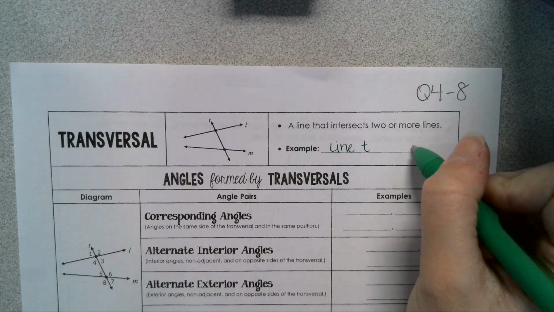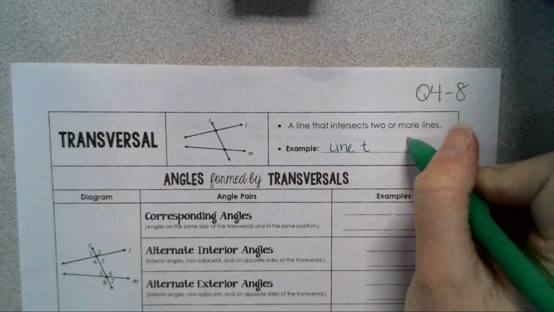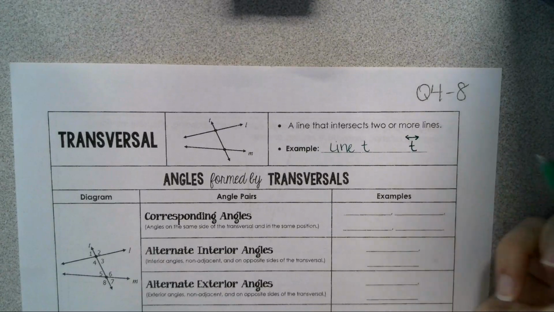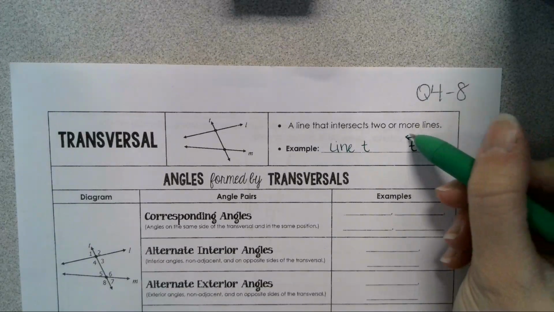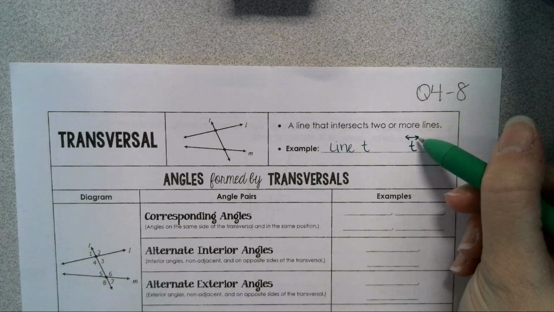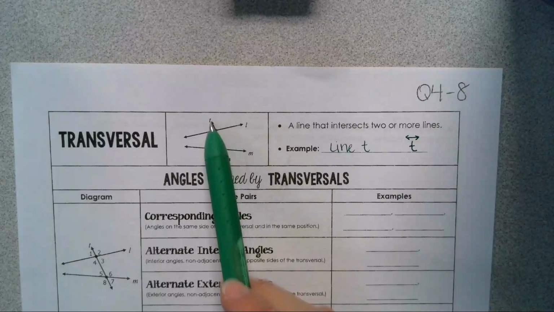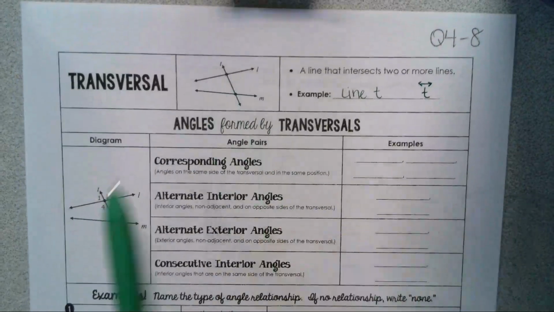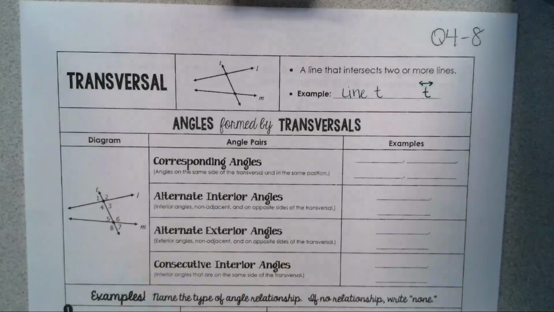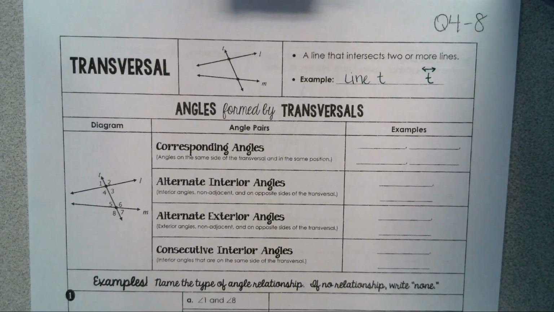Sometimes you will see this written as the letter with a line drawn over the top of it with two arrows. This is the mathematical notation for line, so this says line T. So when a transversal cuts through two lines, it forms all of these angles that you can see here, and almost every single set of angles has a pair name.